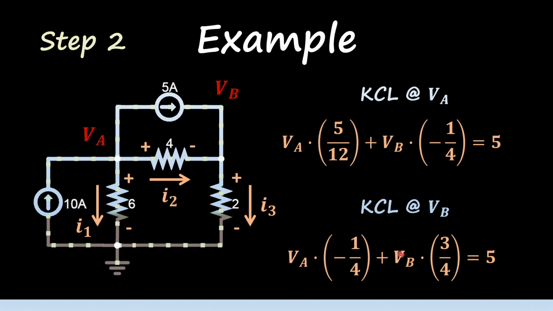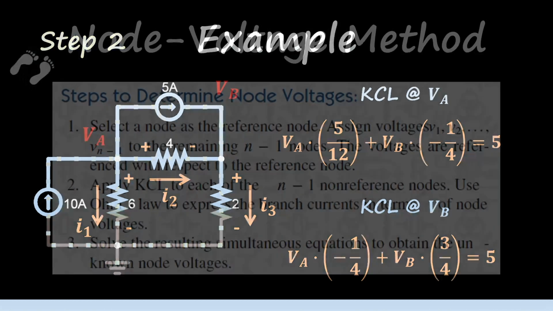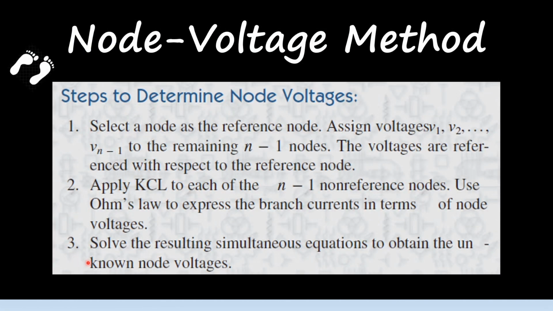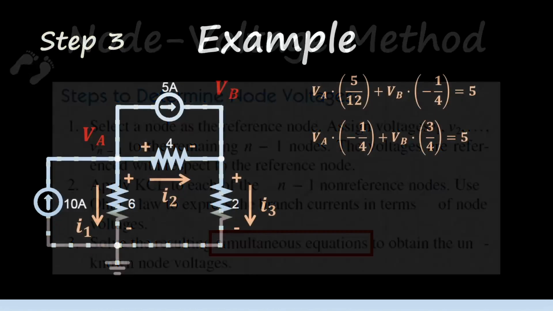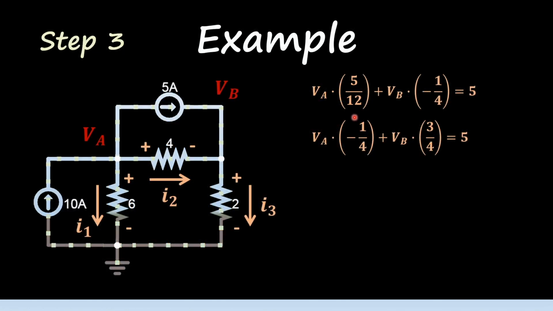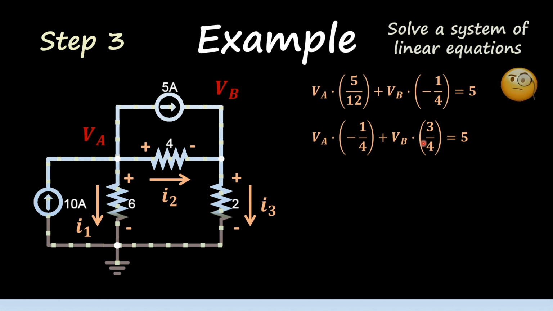All right, now you have your set of equations, and we go back to our step number 3, where we need to solve these simultaneous equations to obtain the unknown node voltages. Notice here that I have my VA and my VB, so 2 equations and 2 unknowns. This is called a system of linear equations. Linear because the VAs and VBs are all to the power of one, and then we have constants over here, and we need to solve these.